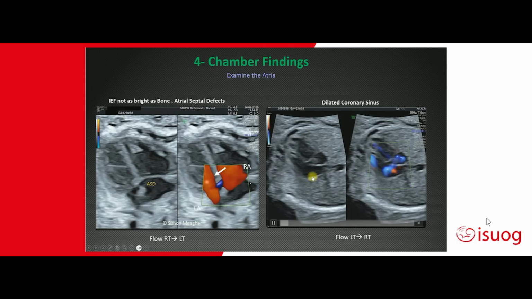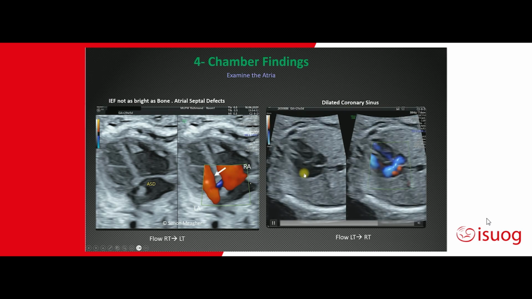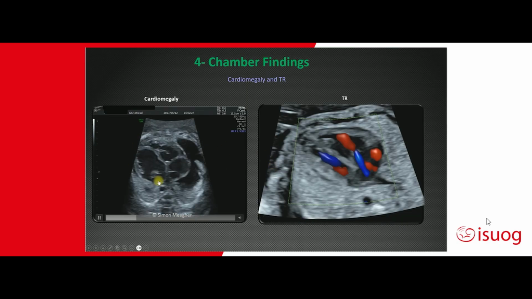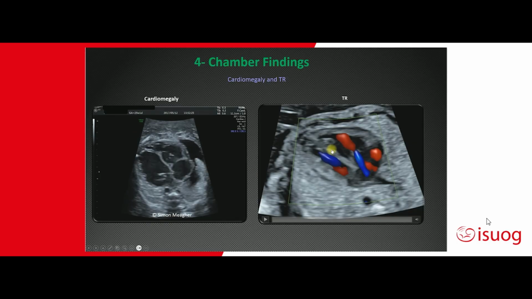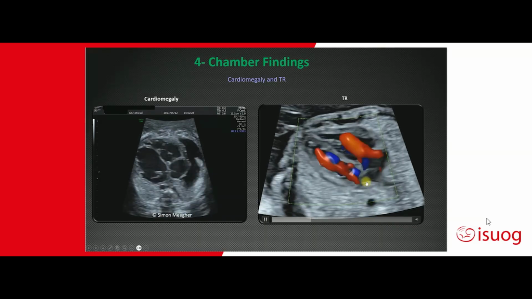In this case here, the 2D image is a split image, demonstrates a dilated coronary sinus here and flow going from left to right in a fetus with a persistent left superior vena cava. In this case here, you can see gross enlargement, non-contractile heart, ballooning of the interventricular septum in a fetus with cytomegalovirus cardiomyopathy.